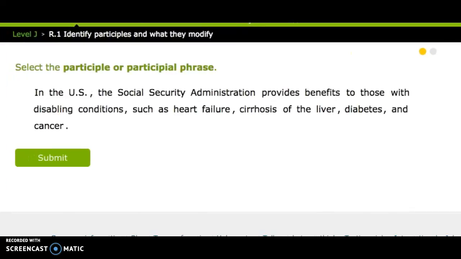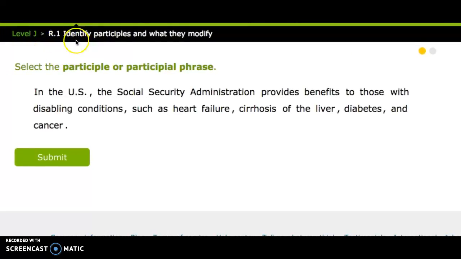In the directions here, and you notice we're in level J, R.1, which will be your assignment, it says to select the participle or participial phrase. In the U.S., the Social Security Administration provides benefits to those with disabling conditions such as heart failure, cirrhosis of the liver, diabetes, and cancer. So in this sentence, I'm going to look for words that end in ing or ed, but aren't acting as the verb in the sentence. And the first word I see is disabling.